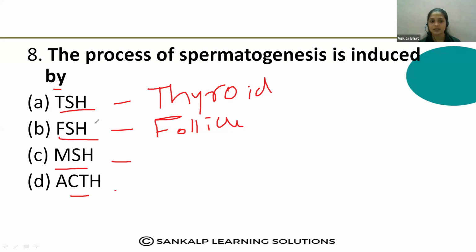Yes, correct answer is FSH, because thyroid, MSH and ACTH you will study in the chemical coordination chapter. You have studied that in the chemical coordination chapter in first year, right? So here follicle stimulating hormone is related to spermatogenesis.